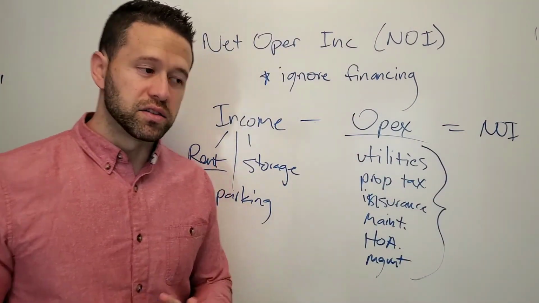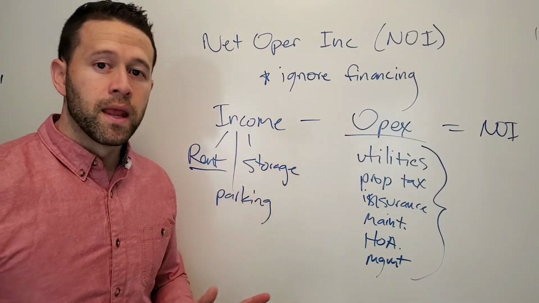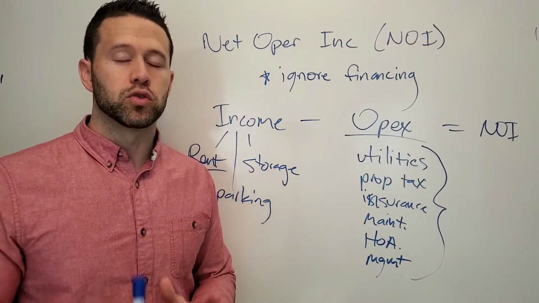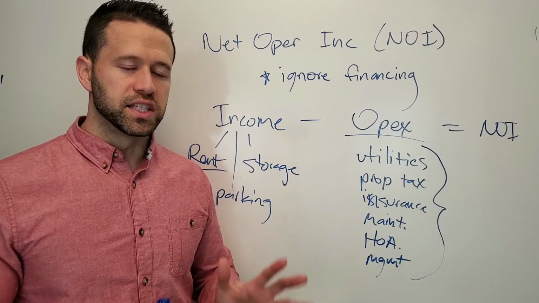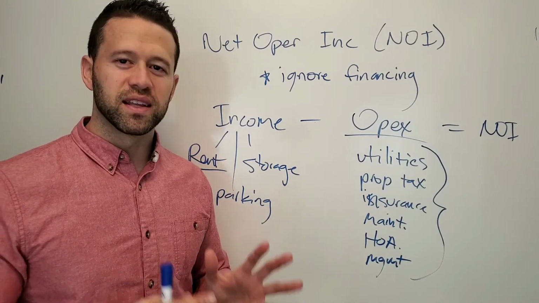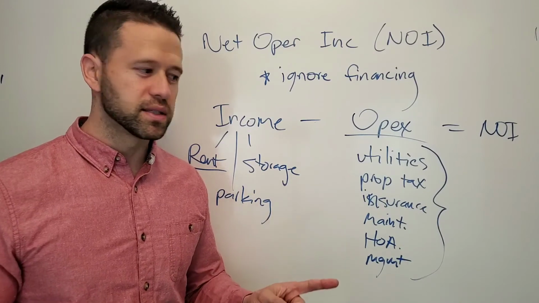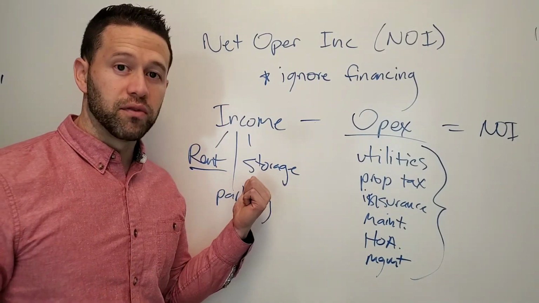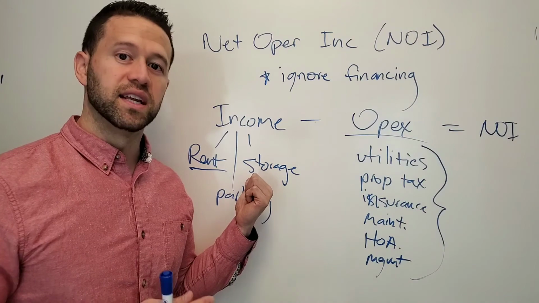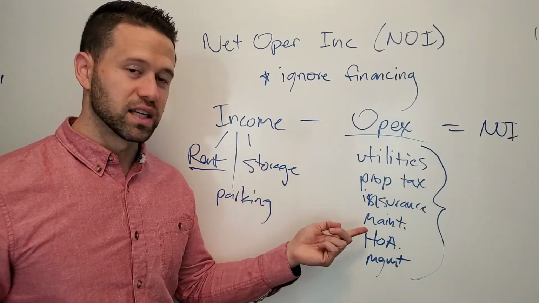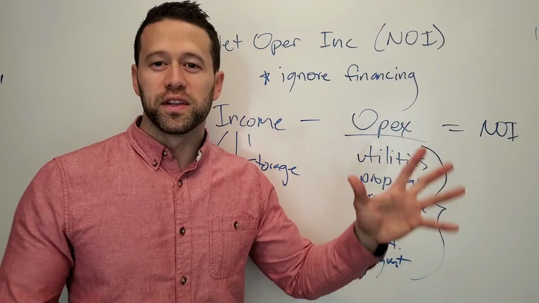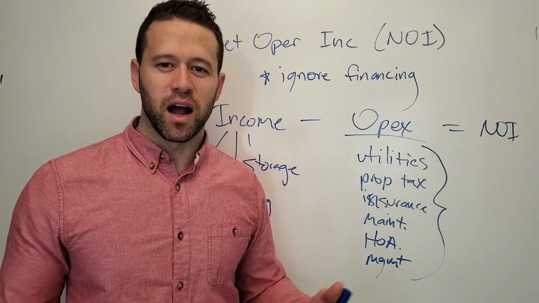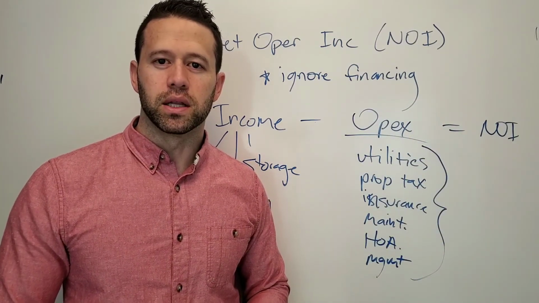So NOI, just to wrap everything up, is a very cut and dried number. There shouldn't be arguments about NOI, okay? It's all of your operating expenses. So everything that keeps the property running is an expense. Every income that the property is bringing in is an income. And then you simply subtract the expenses from the income to arrive at your NOI. So hopefully this video doesn't complicate it too much and makes it pretty clear for you.